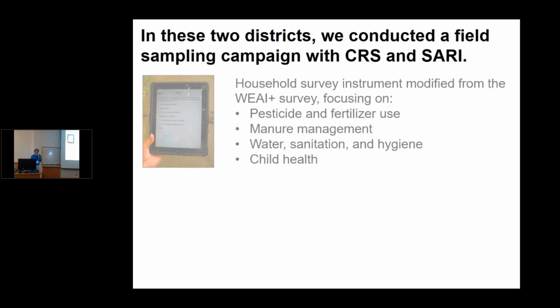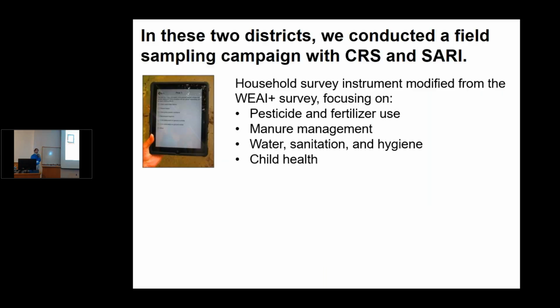The first component of this campaign involved a household survey, which we modified from the previous survey that had been done. For us, we focused mostly on pesticide and fertilizer use, how farmers are using manure, if their livestock are producing manure, and also we took a look at water and sanitation practices and also impacts on child health.